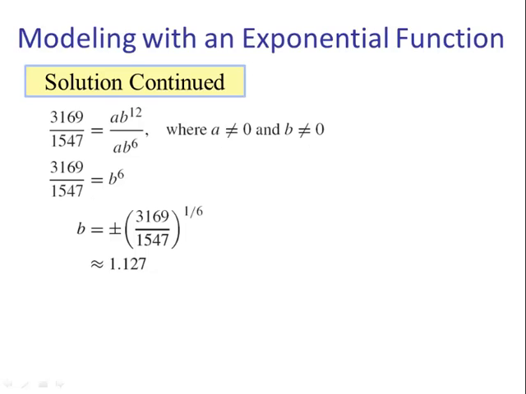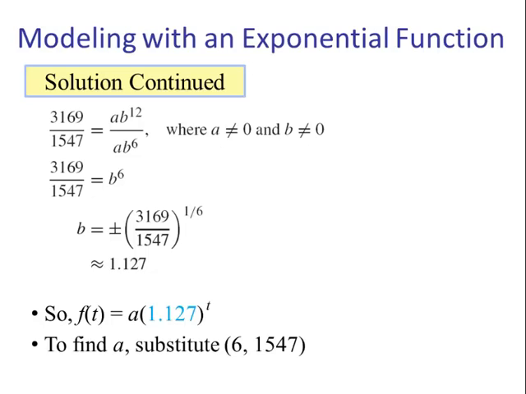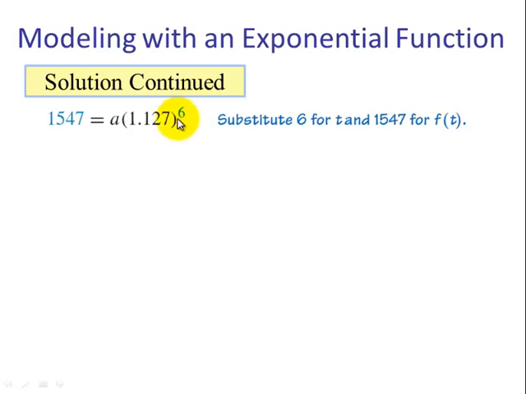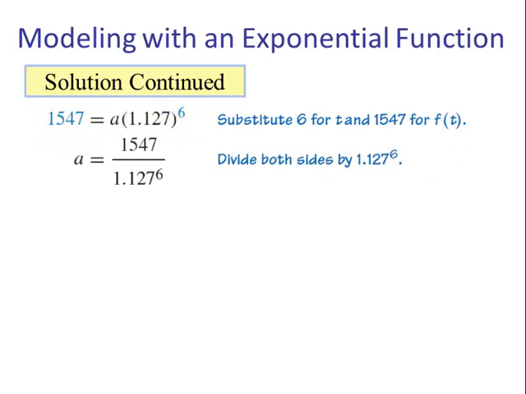It will not be an exponential function. So f of t equals a times 1.127 raised to the t power. To find a, we pick a point. I'm going to use 6, 1547. We substitute 6 for t and 1547 for f of t. Next, we divide both sides by 1.127 to the 6th power, which is approximately 755.